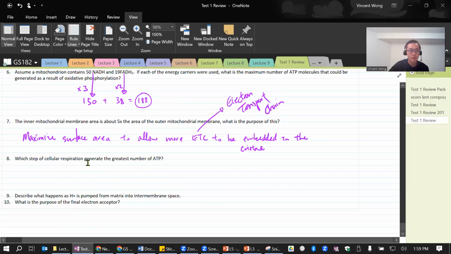Which step in cellular respiration generates the greatest number of ATP? The ETC. Okay. 32 ATPs are created through oxidative phosphorylation.